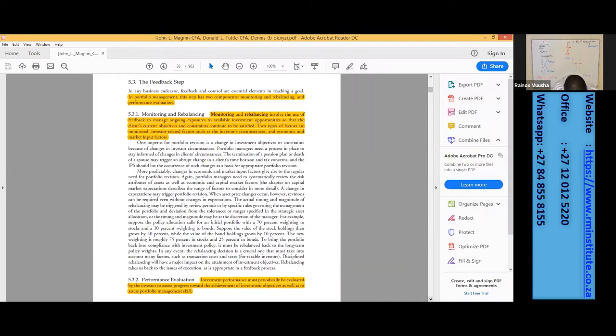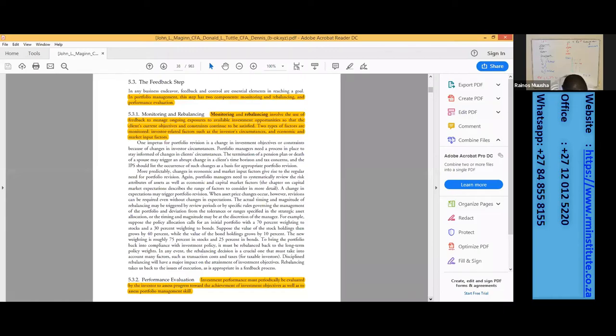So two types of factors are monitored: investor-related factors such as investor circumstances, and economic and market input factors as well. So those are the factors that are going to be monitored to see exactly how the portfolio has been performing over time as well. So these are the background factors that are going to be used to monitor and see if there is the need for them to be able to rebalance that particular portfolio as well.